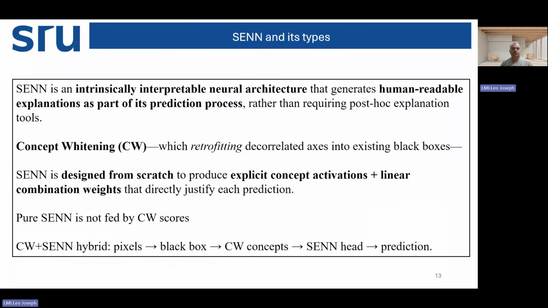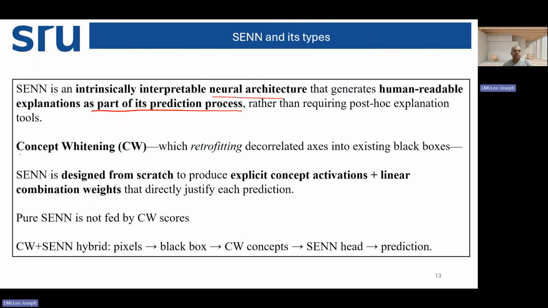So apart from that, I am going to give you a small takeaway. What thing we are going to do. So SENN is an intrinsically interpretable neural architecture. Okay. Human readable explanation as part of its prediction process. What I am telling is pure SENN, and I have given an overall outline. Now we are going to compare this with concept whitening. That is what I said in the initial slide itself, I am going to take a small walkthrough through concept whitening, and then I will go to solve the SENN so that you can understand very easily.